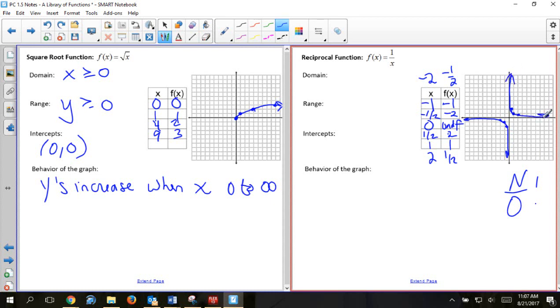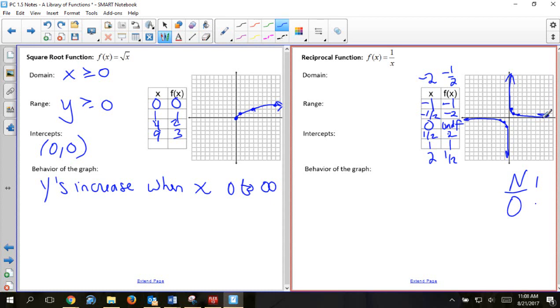You probably did these last year. You had asymptotes. Remember the word asymptote? You've heard of the word asymptote before? Yes. We aren't doing asymptotes yet, but we will. We're just looking for general shape. This one has 2 branches.